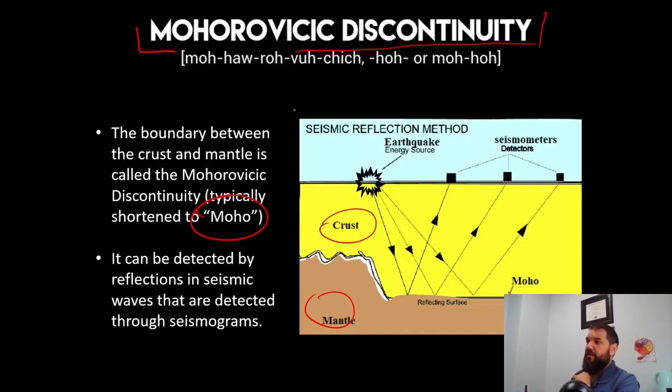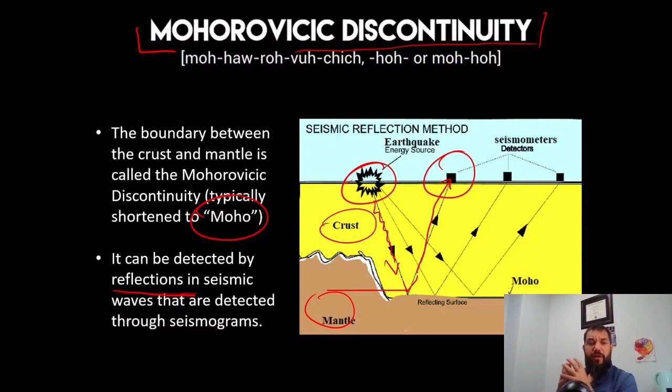We detect the presence of the moho by seismic reflections. So when there's an earthquake, seismic waves, of course, earthquakes generate seismic waves. Those seismic waves bounce off of the mantle, the crust mantle boundary, that's the moho, and they reflect back up, and they can be detected by different seismometers. And from those travel times of the seismic waves, we can figure out how deep that is.